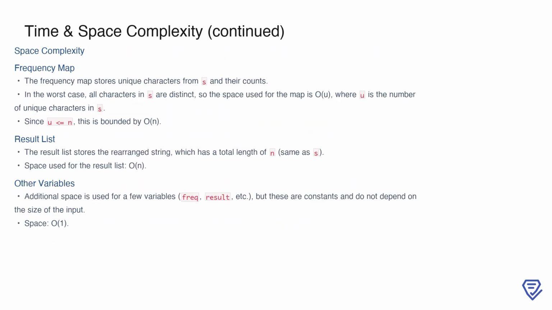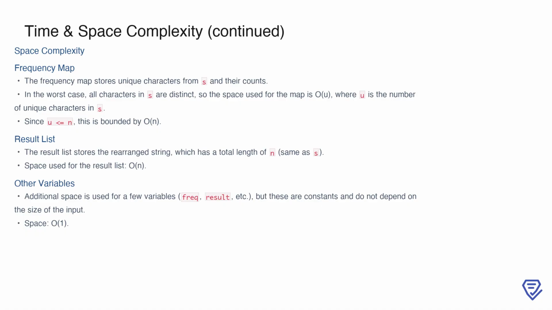Now let's look at the space complexity, starting with the frequency map. This map stores the unique characters from S along with their counts. In the worst case, all characters in S are distinct, so the space required is proportional to the number of unique characters, denoted as U. Since U is always less than or equal to n, the space for the frequency map is O(n).